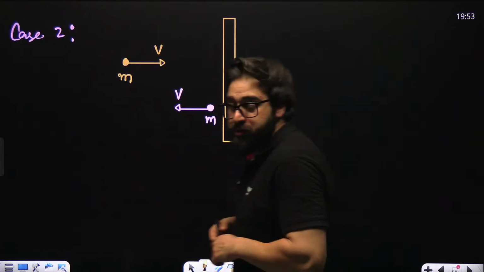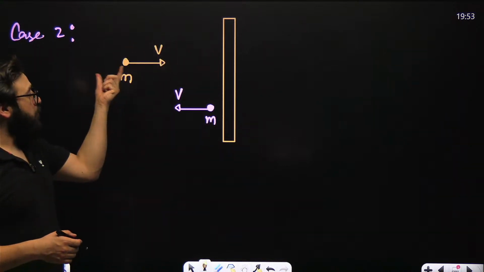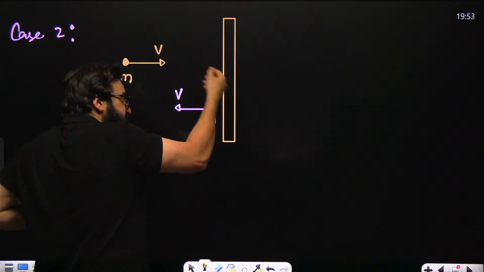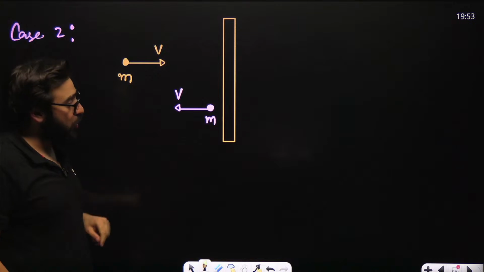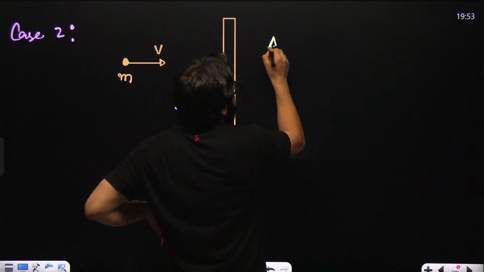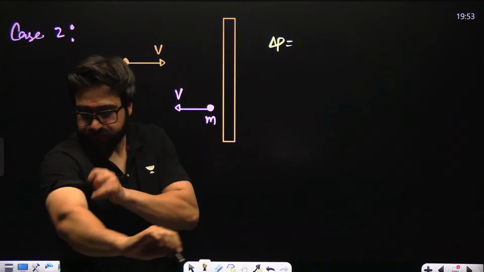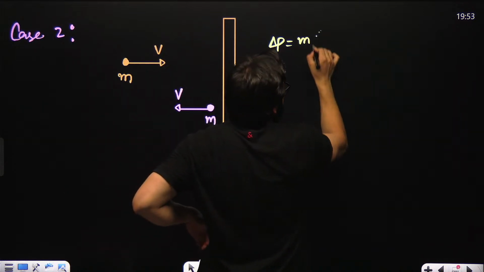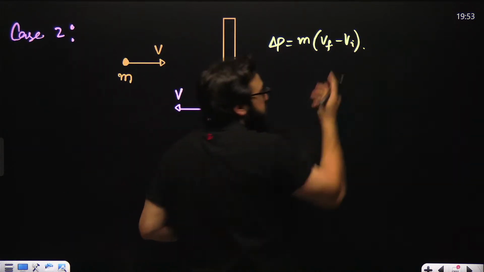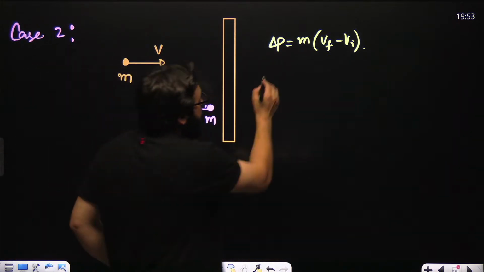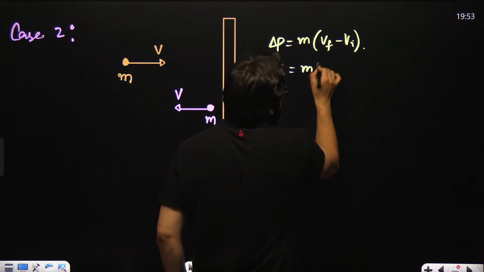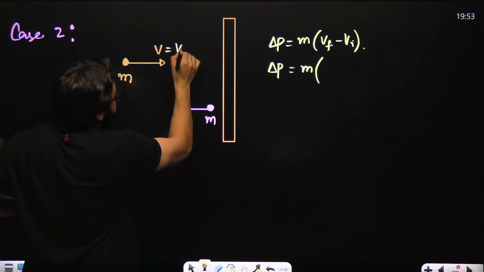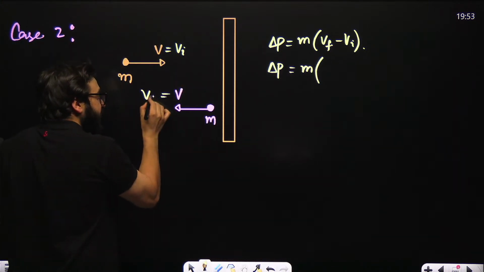Let's suppose you are throwing a ball of mass m with a velocity v and it is reflected back. When it hits, it is reflected back with the same velocity. How to find the change in momentum over here? You say, sir, we say that is m into v final minus v initial. This is the general formula, guys. Now, can I write over here the change in momentum is m into, what is the value of final velocity? Guys, this is v initial and this is v final.